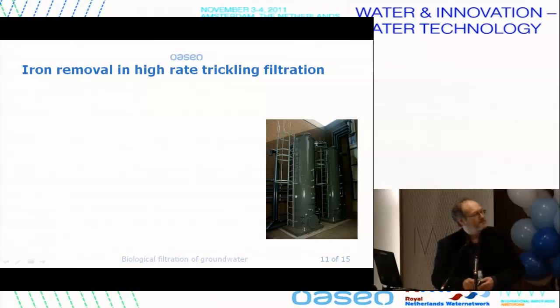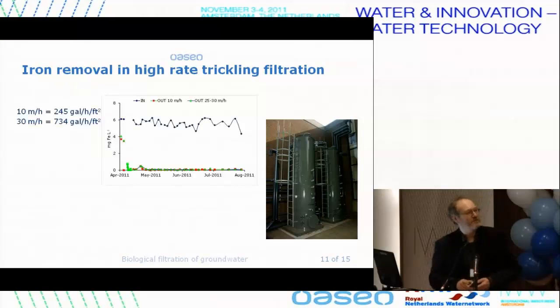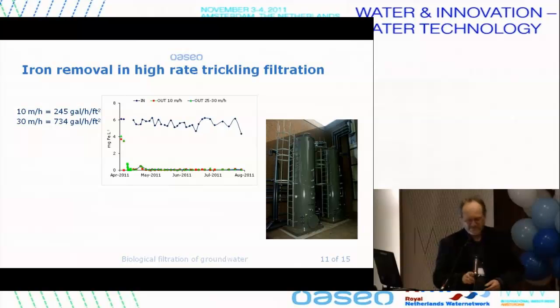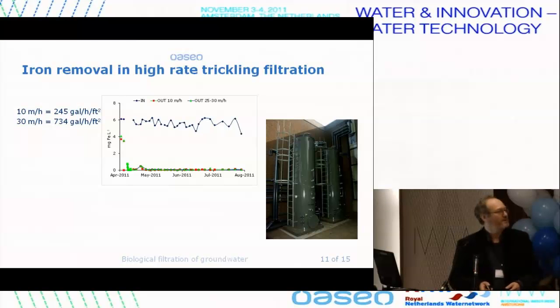Still, we have been doing these tests now for half a year. You see they work very well. We have two filters running at this time with filtration rates of 10 and 30 meters per hour. And you see that of the 6 milligrams per liter (ppm) of iron coming in, almost everything is being removed. So they work really well.